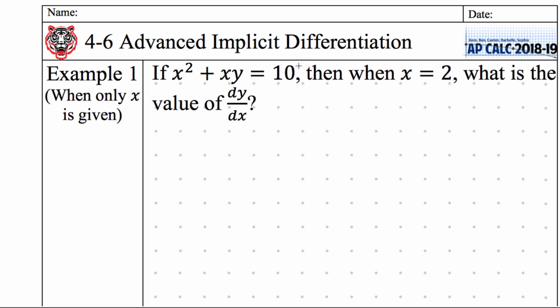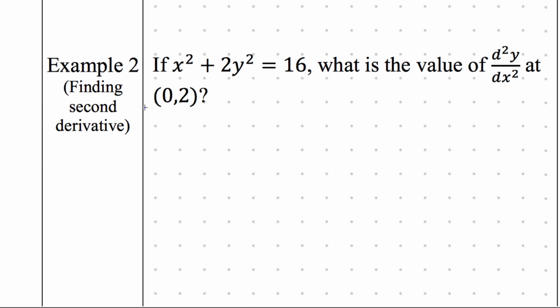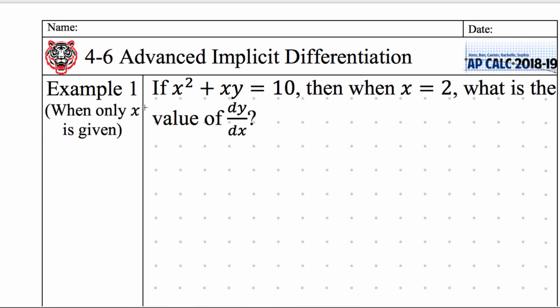We are on 4-6, Advanced Implicit Differentiation. Yesterday, well, I should say Friday, we learned about normal implicit differentiation. A fancy way of saying implicit differentiation is that you are differentiating with respect to x of different variables, more than just x. You have a y in there. So today we're doing more of that, but harder. I'm just going to do two examples. Example 1 on the front, and example 2 is also on the front. Hopefully I gave enough room to do this.